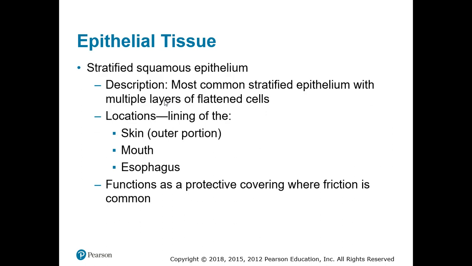So the first one we're going to talk about is stratified squamous. The name tells me that stratified is going to be multiple layers. Squamous tells me that these cells are going to be flat. Now, this is the most common type of stratified epithelial, and these are going to include your skin, mouth, esophagus. In other words, it provides protection where there's a lot of friction.